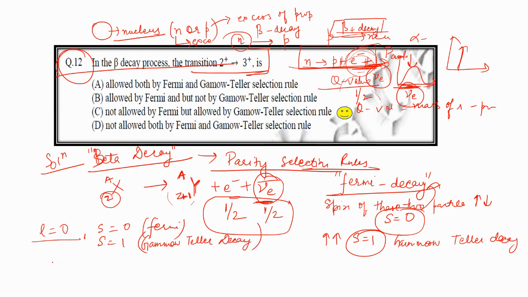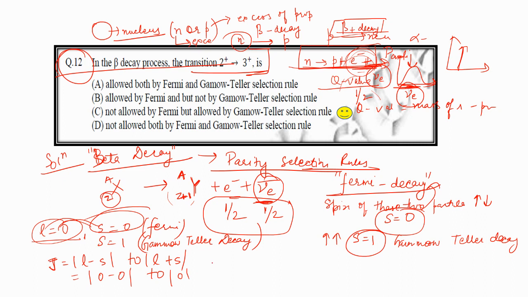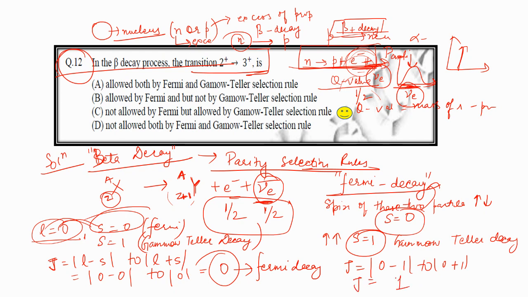Now how will this total angular momentum vary? From L minus S to L plus S, right? When L is 0 and S is 0, it is 0. So there is one term, 0. This is for Fermi decay. And when S is 1 and L is 0, how will it vary? 0 minus 1 to 0 plus 1. Right? So it is 1 for Gamow-Teller.